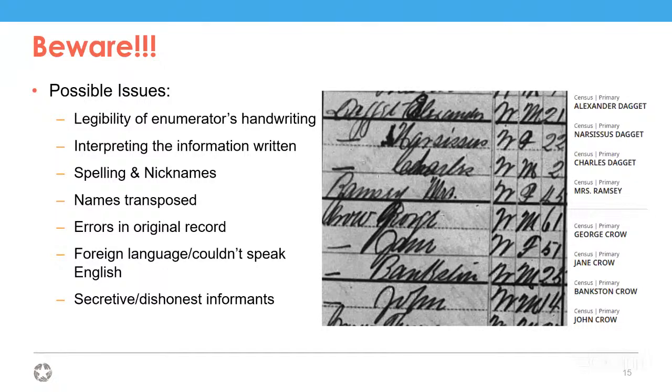So also errors in the original records. You can see where the person originally spelled it one way, went back and tried to fix it, and now you're trying to read an A that's kind of a scribble. You also have the barriers of foreign language and people who could not speak English trying to share their information with the enumerator, or straight up secretive and dishonest informants. Sometimes people did not want to be found, and so they would provide different names, or their family wanted to maybe sound less foreign, so they'd altered their name to sound less like they came from Italy or less like they came from Spain, and they've altered it to sound more quote unquote American.